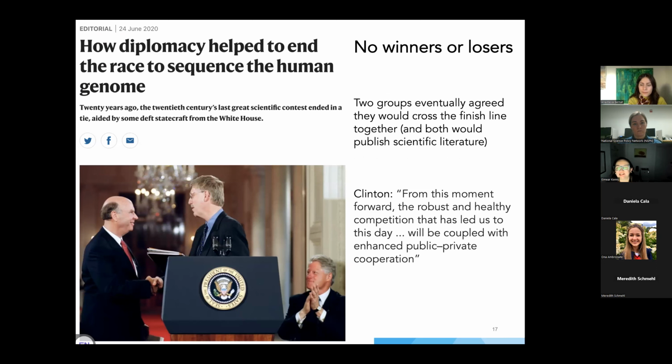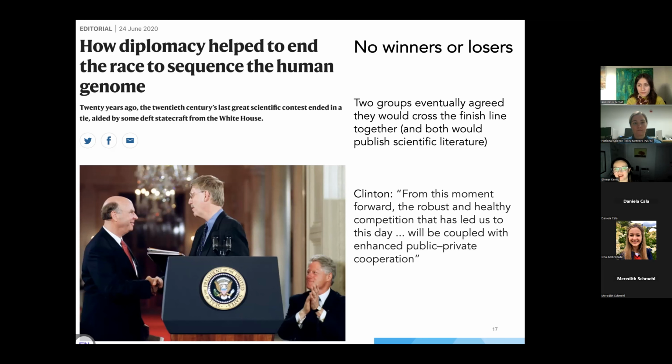And the two groups, after many, many years of acrimony, eventually did agree that they would cross the finish line together. They would make a joint announcement together. Here you see the day that both Francis Collins and Craig Venter and President Clinton announced the first draft. They also co-published back-to-back papers in the journal Nature on the 15th of February.